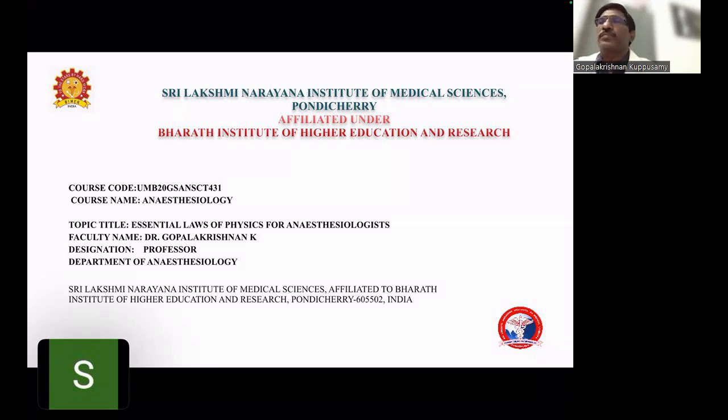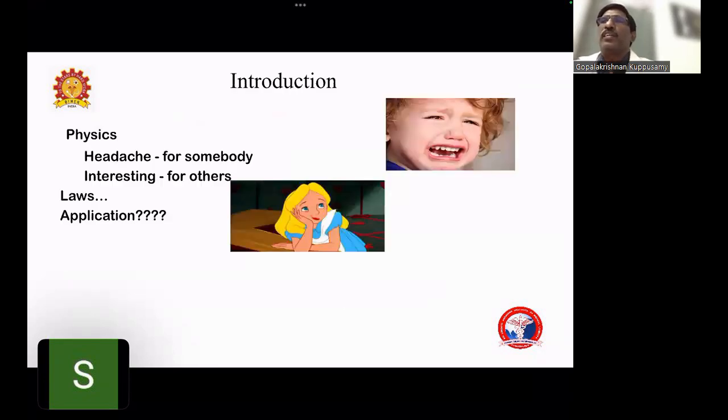Today's topic is essential physics needed for us. Physics is a headache for somebody, but it is quite interesting for others. Physics has a lot of laws, and we need to know their application in many other places.